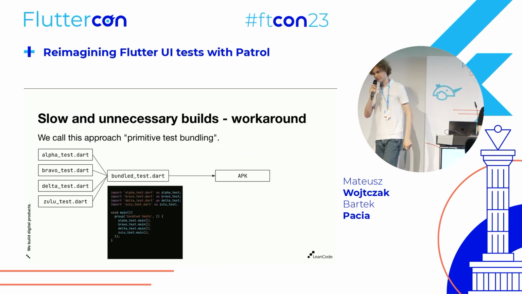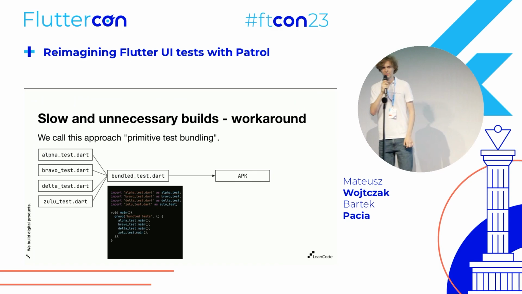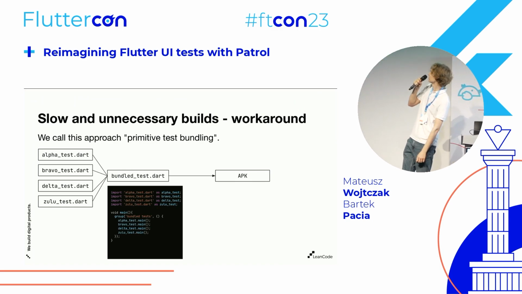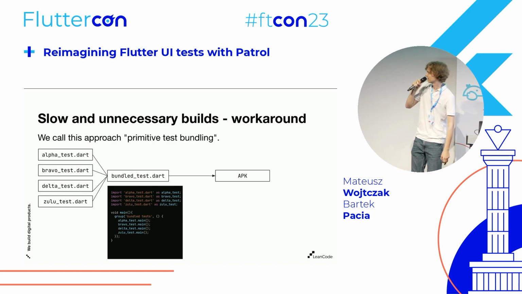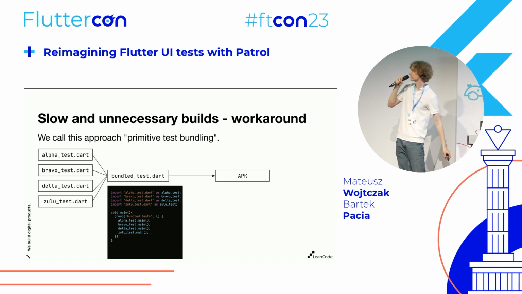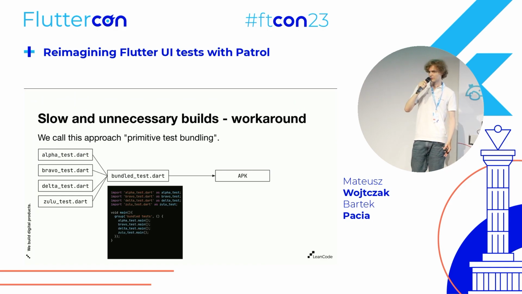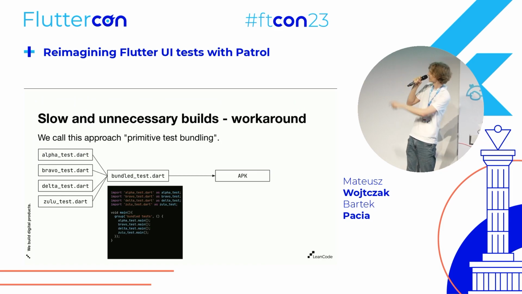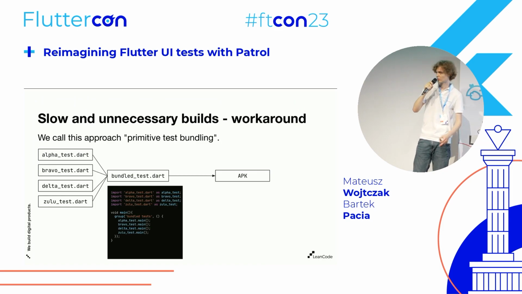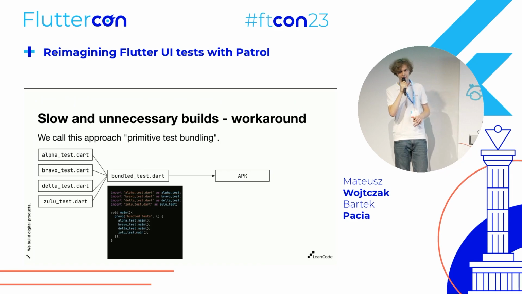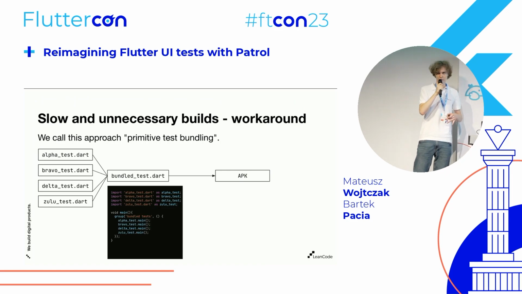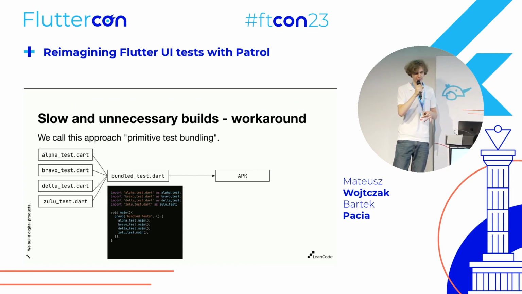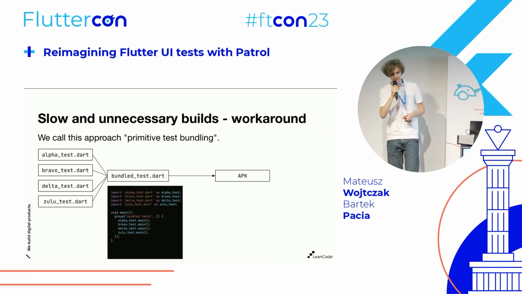But it's a very insidious and annoying workaround, and we call it primitive test bundling. It's really primitive. What we do is we create a file called bundle test or something like that, and inside that file we import all the other tests. It works great, thanks to us importing all the other tests and registering them in that graph. All those tests get compiled into the app binary at build time. So we get all tests in a single app binary, and then we can upload that app binary easily to some Firebase Test Lab, for example.